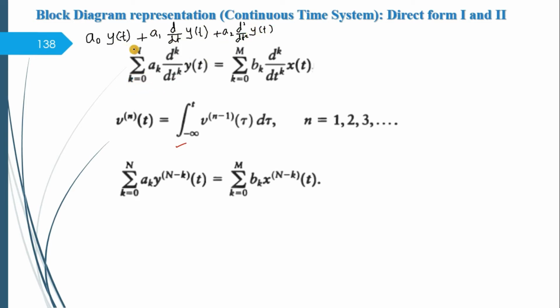Let us take k equal to 0 till k equal to 2. Let us take only 3 terms. Similarly, let me consider m also equal to 2, 0 to 2. So you can write it as b0 x of t plus b1 d by dt of x of t. This is a general form I am writing by decoding this equation, plus b2 d square by dt square of x of t. So this is your equation 1. Both mean the same.